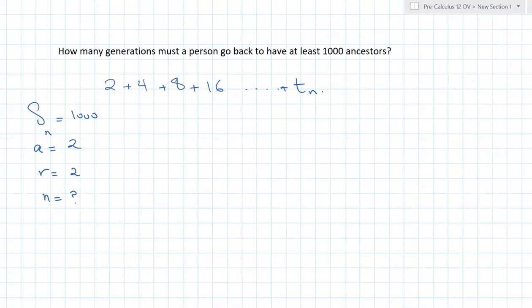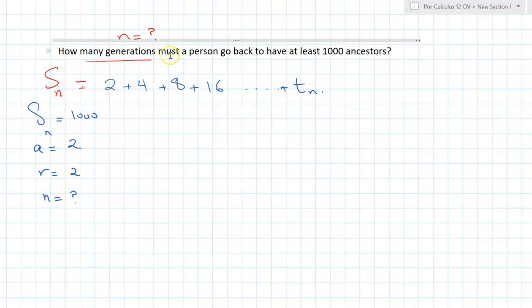How many generations must a person go back to have at least 1,000 ancestors? Okay, so that's the total number of parents, grandparents, great-grandparents all together. So that creates a geometric series where we want the sum of the n terms, when you add them, to be 1,000. We don't know what n is. That's the number of generations, so that's the n you want to look for.